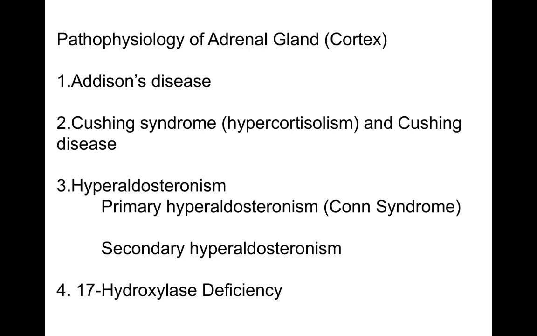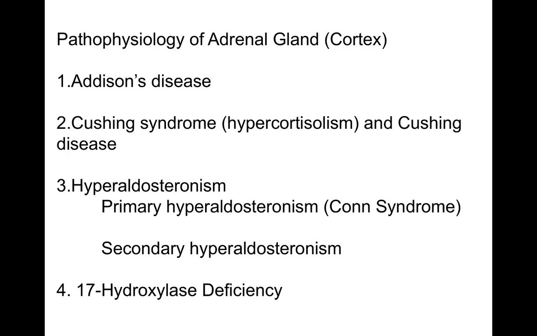Pathophysiology of the adrenal gland. We are going to learn some of the diseases that are associated with the adrenal gland. Some are related to its excess production, and some are related to its lower production, which is insufficiency. So we are going to start with Addison's disease.